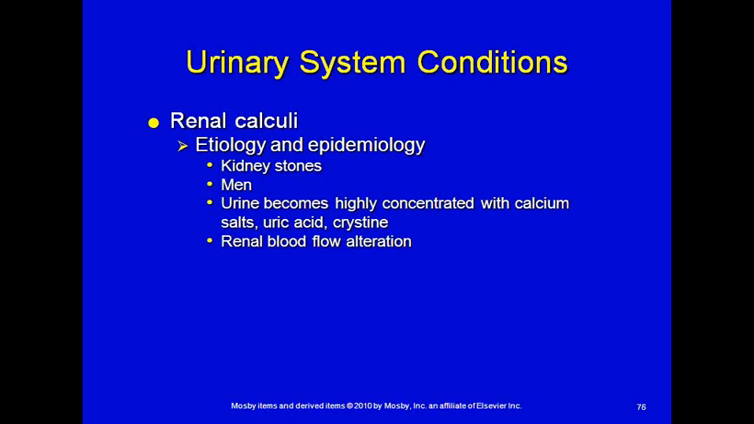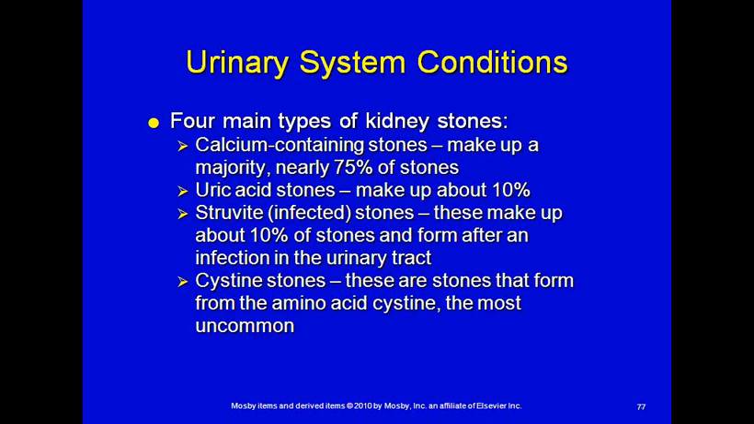Renal calculi. Renal calculi are kidney stones, and they occur more frequently in men. The urine becomes highly concentrated with calcium salts, uric acid, and cystine. It also results in renal blood flow alteration as well. There are four main types of kidney stones. There's the calcium-containing stones, which make up the majority. Nearly 75% of all stones are calcium-containing stones. There are uric acid stones, and they make up about 10%.